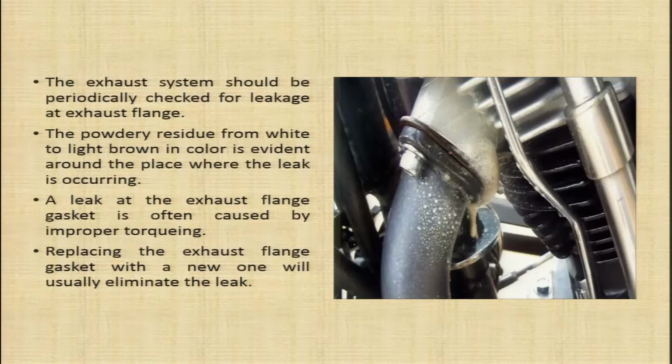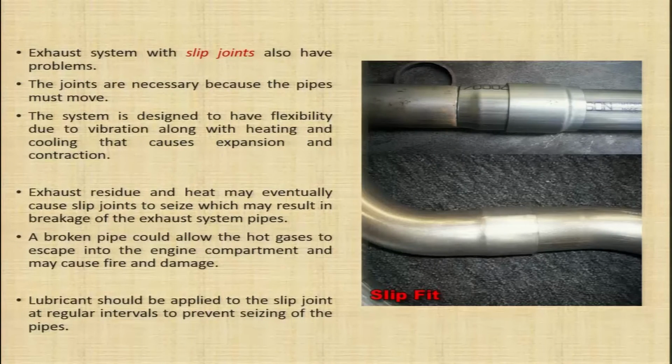Replacing the exhaust flange gasket with a new one will usually eliminate the leak. So, if we observe any leak, the best thing to do is to replace the exhaust flange gasket, and this will usually eliminate the leak, and the hold down nuts should be properly torqued. Exhaust systems with slip joints also have problems. Here in the diagram you can see these are your slip joints, and these slip joints also have their set of problems.